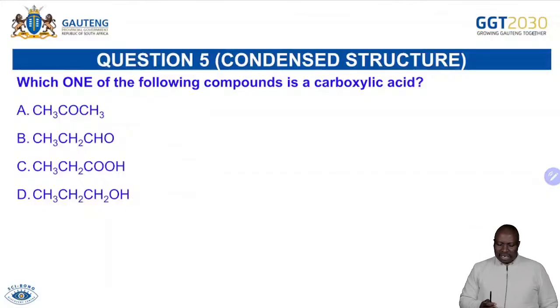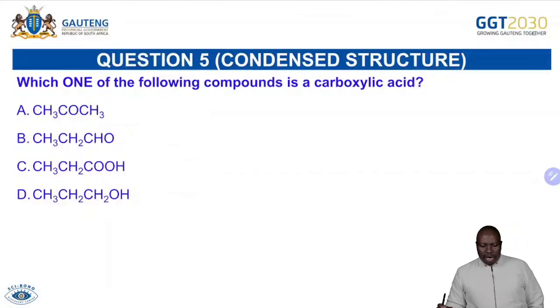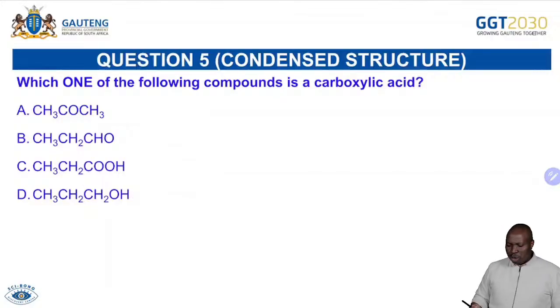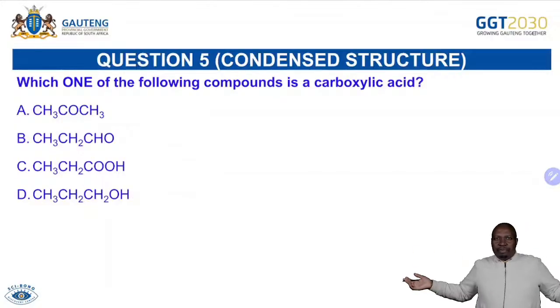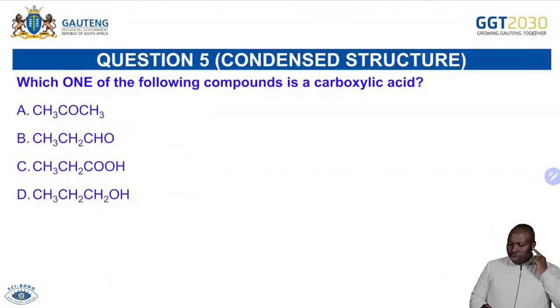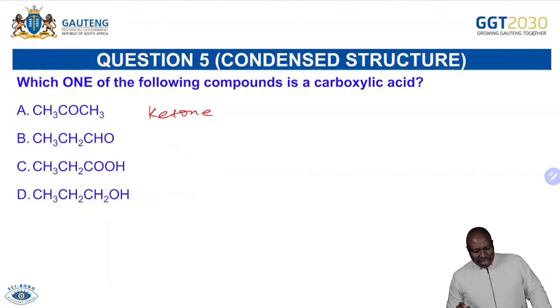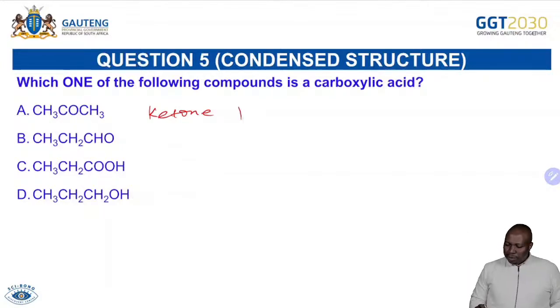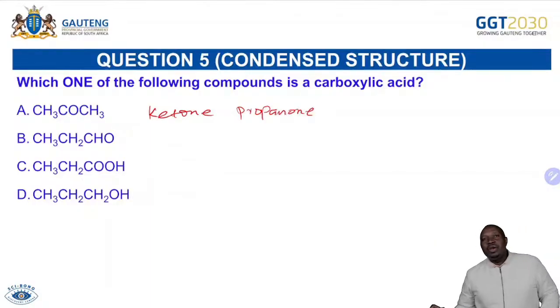Because if you are given a structure like that, you must be able to know which homologous series these organic molecules belong to. Let's look at number A. You have a C double bond O surrounded by 2 carbons. Definitely, you will know that this is a ketone. A ketone with 3 carbons. So definitely that must be propanone.